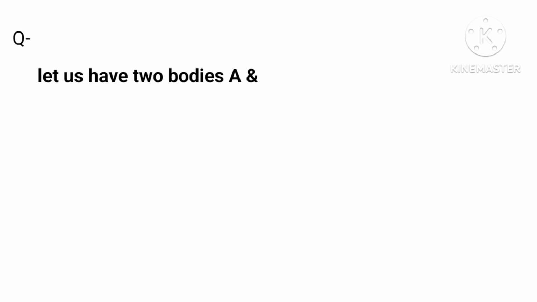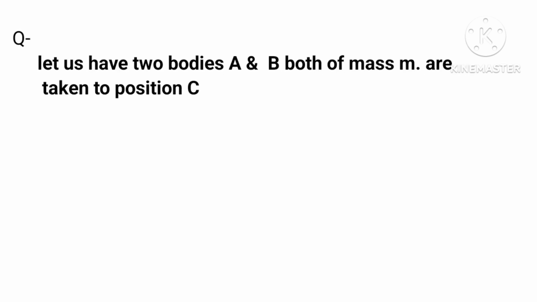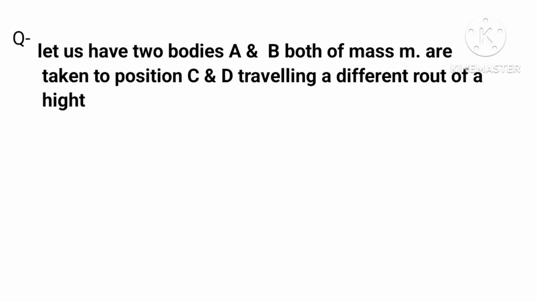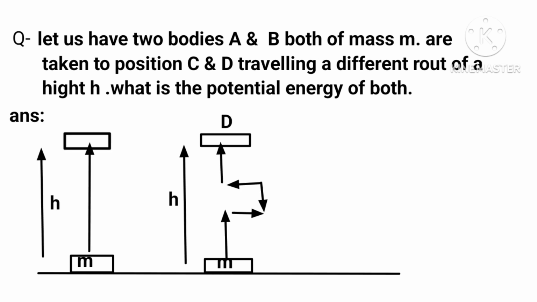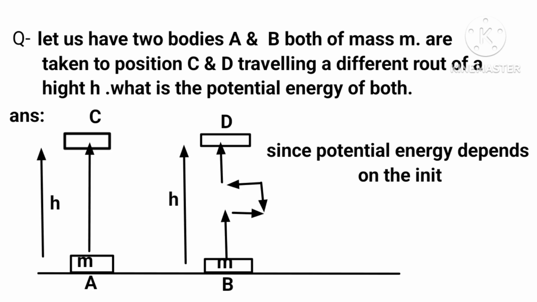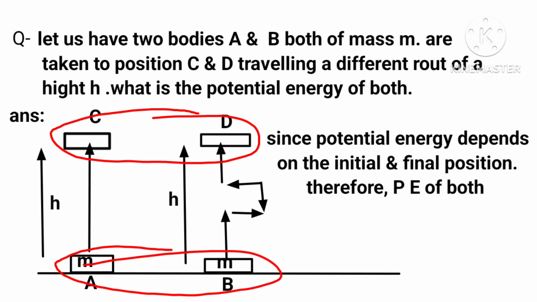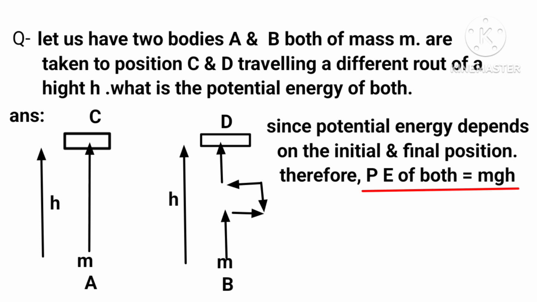Let us have two bodies A and B, both of mass m, taken to positions C and D, traveling a different route to a height h. What is the potential energy of both? Since potential energy depends on the initial and final position, therefore PE of both equals mgh.